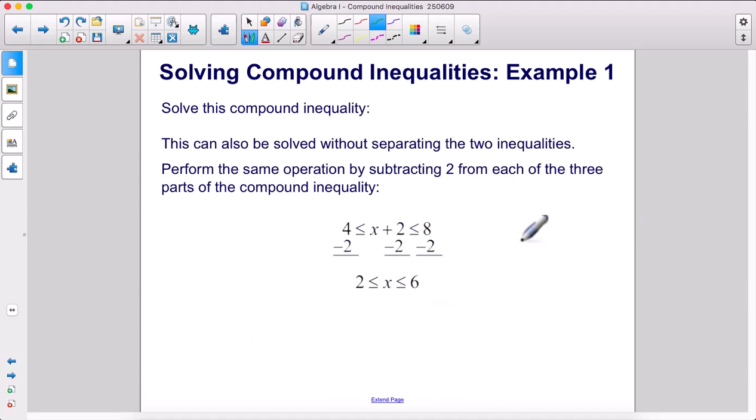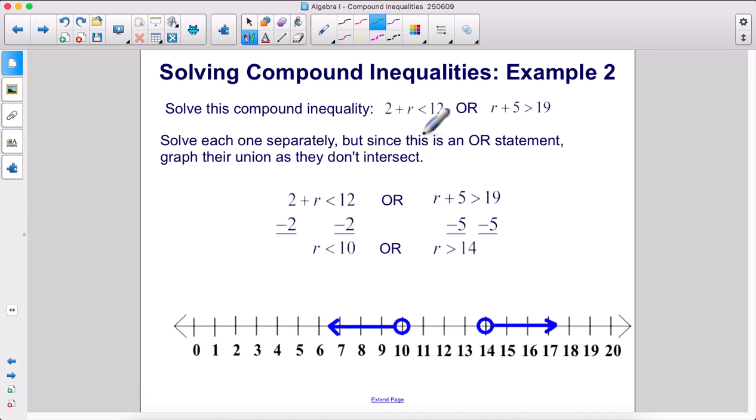This can also be solved without separating the two inequalities. Just perform the same operation by subtracting 2 from each of the three parts of the compound inequality. So because we have x plus 2 here, just subtract 2 from everywhere, and we get 2 is less than or equal to x, which is less than or equal to 6.